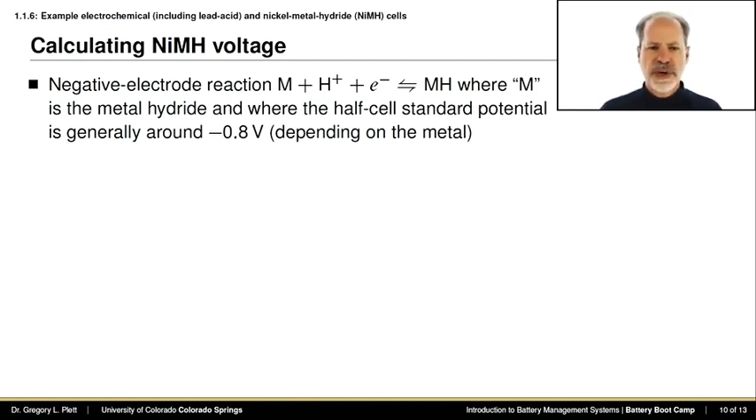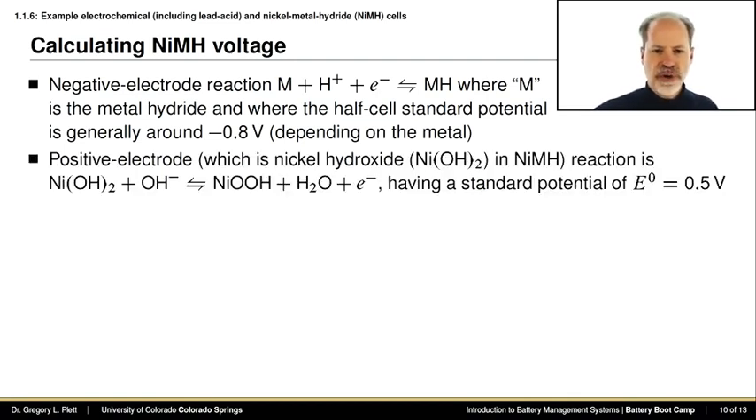And so once again, we need to look up the standard potentials of the half reactions that occur in each electrode. In the negative electrode, we have M, which stands for the metal, plus a proton plus an electron becomes the metal combined with hydrogen, MH. The standard potential for this reaction depends on what we use for M, but it's generally around negative 0.8 volts.